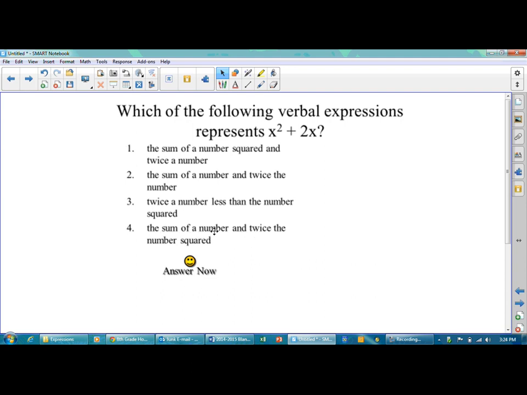This says the sum of a number and twice the number squared, so we're multiplying the squared one by 2. Well, we're not multiplying the squared one by 2, so that one's out. The sum of a number and twice the number. Well, that doesn't mention the square. The sum of a number squared and twice a number.